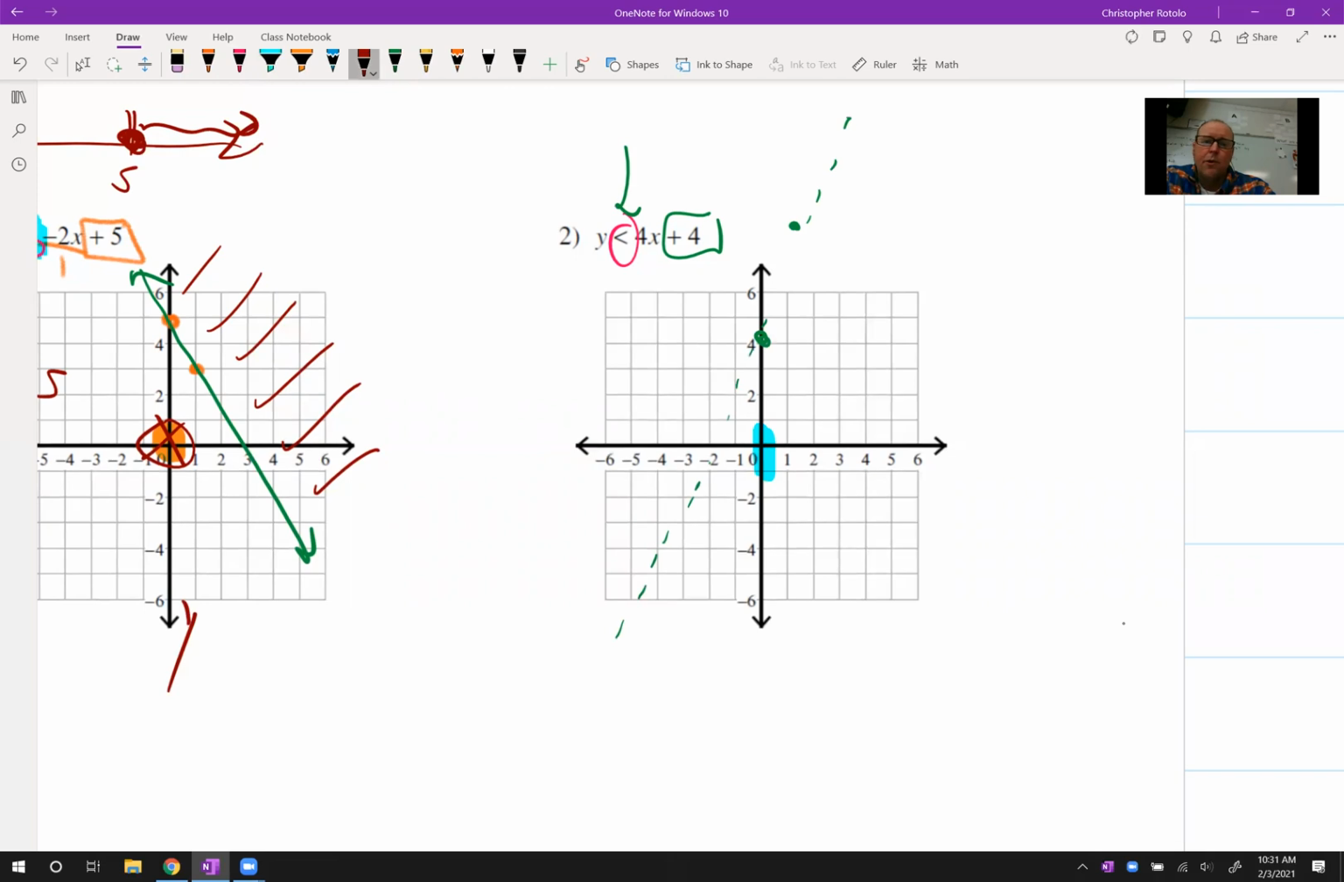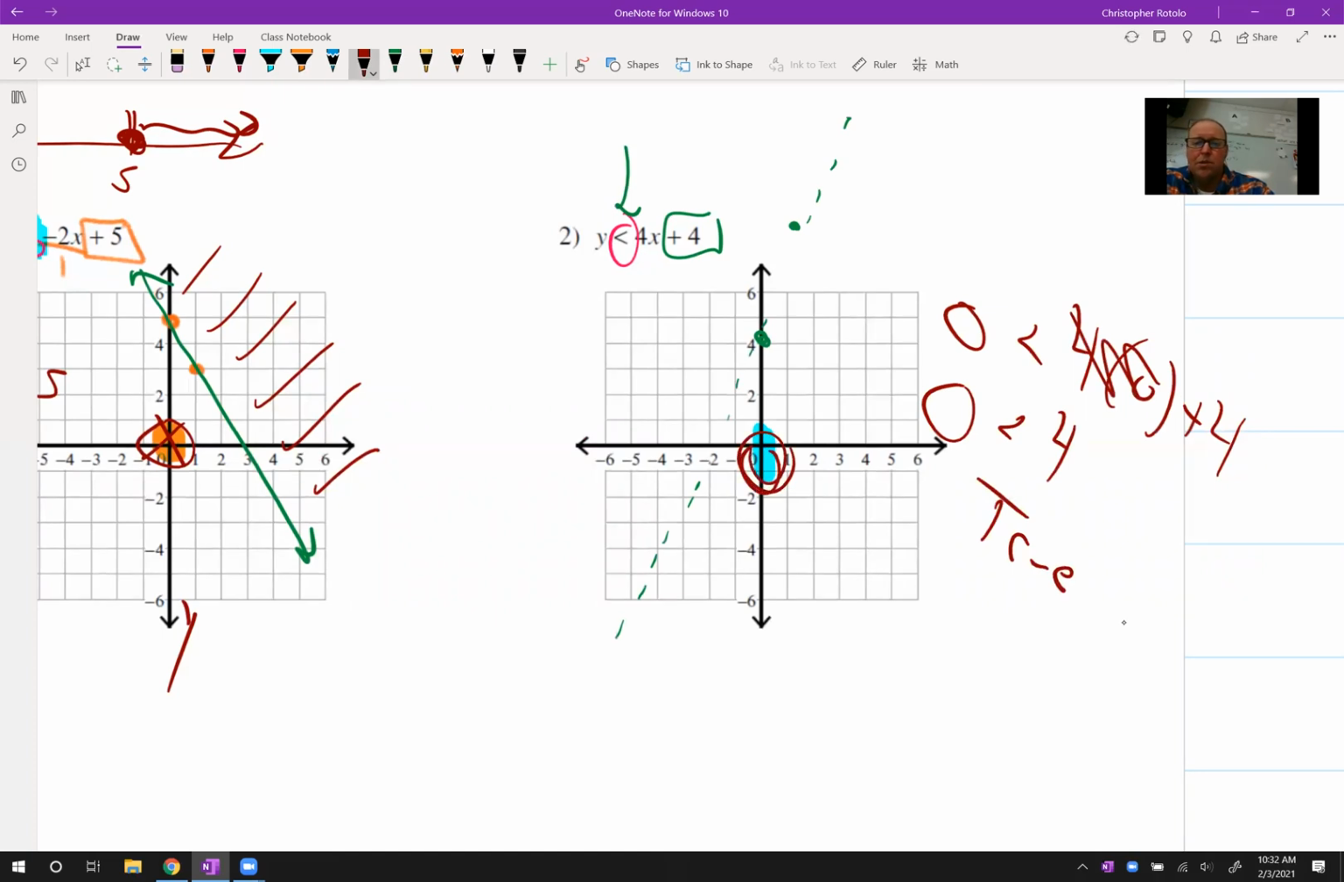To end it, it ends the same way. We're going to test 0, 0. Why do I keep using 0, 0? Because it's the easiest thing in the whole world to test. You can truly test any point that you want to. But if you do anything other than 0, 0, that's crazy talk. 0 times 4 is 0, plus 4 is 4. Is 0 less than 4? That's true. What's that mean? That means this blue highlighted area is true. So I'm going to shade all this stuff on the true side.